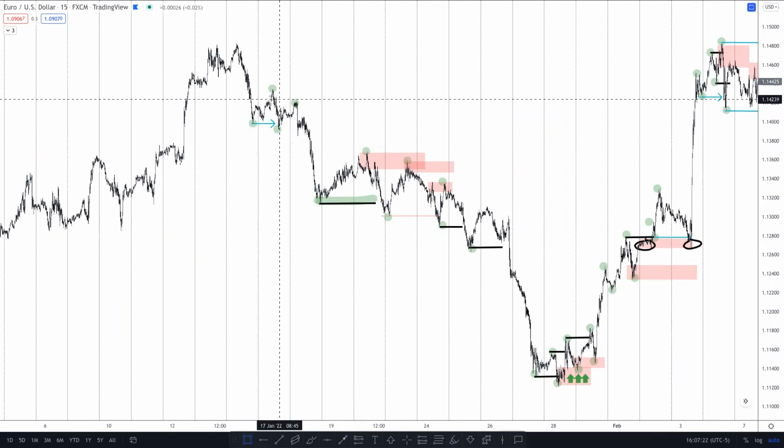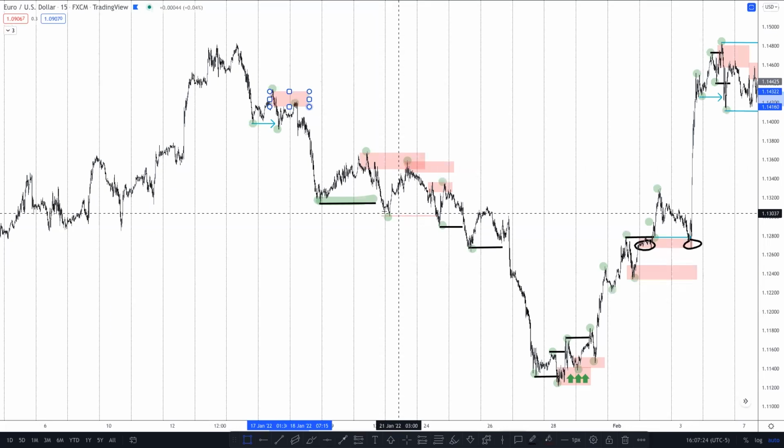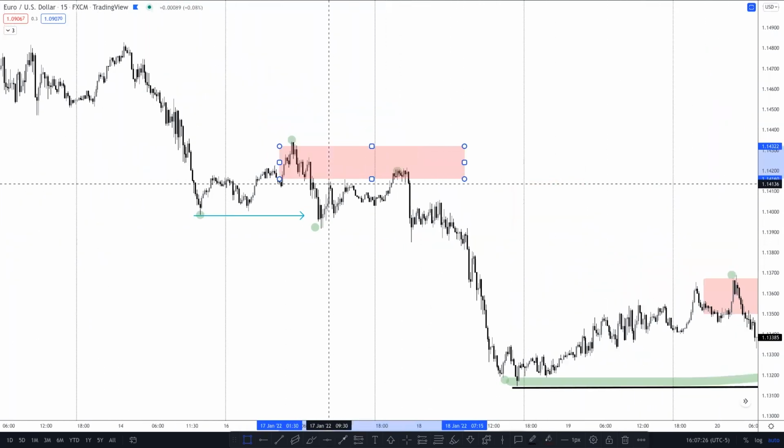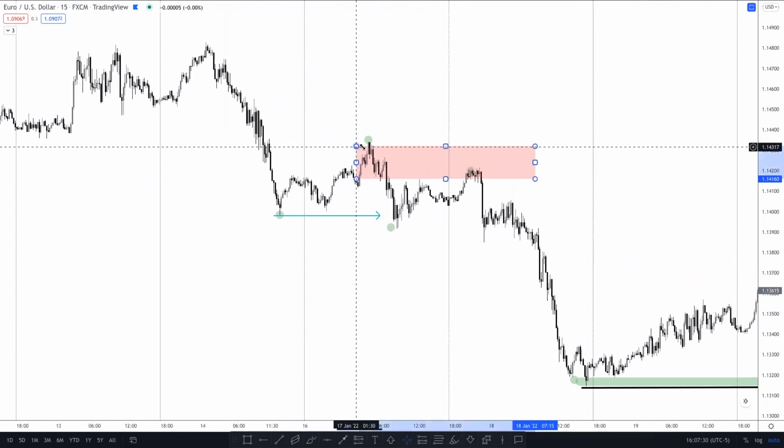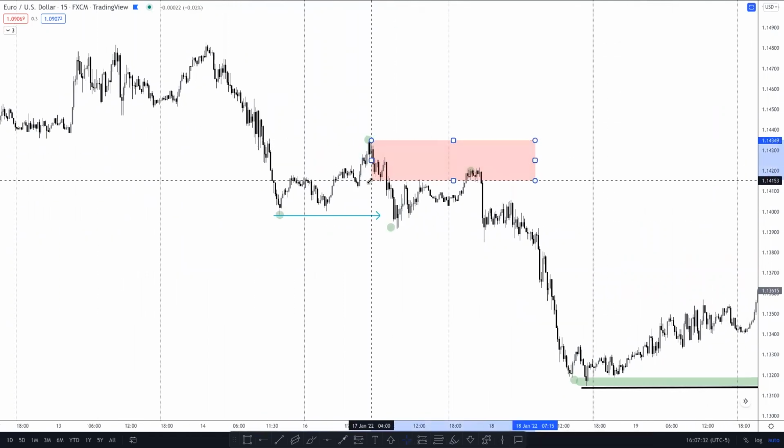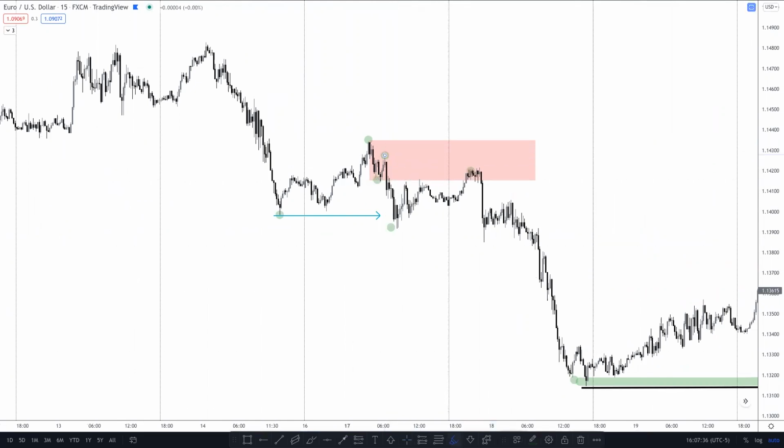We come to do what? Mitigate all of this area right here, all that supply. Why is all that supply? Let me zoom in here and show you why all this is supply, and let me show you the fractality of the market here. All of this is supply because on a lower time frame, this right here, let me make this another color, is another higher high to higher low being created in the market.